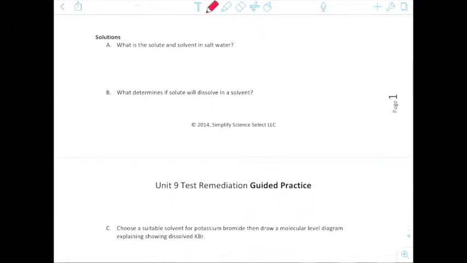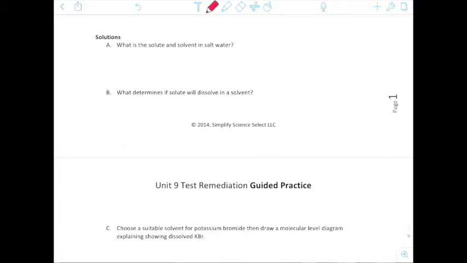Looking at a solution, it says what is the solute and solvent in salt water. And so when we're looking at solute, solvent, the solute is going to be the salt, the solvent is going to be the water. B, it says what determines if a solute will dissolve in a solvent. So we use the phrase like will dissolve like. So polar will dissolve polar, and nonpolar will dissolve nonpolar.